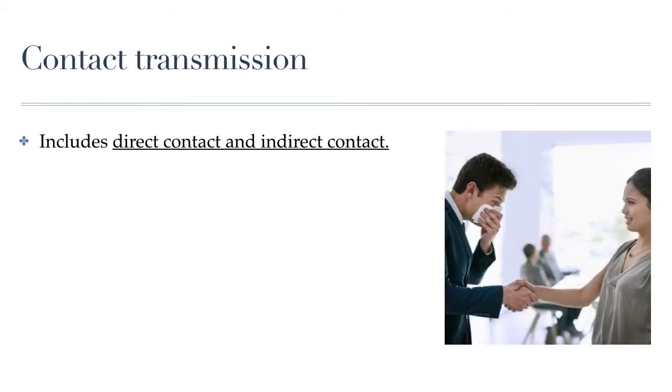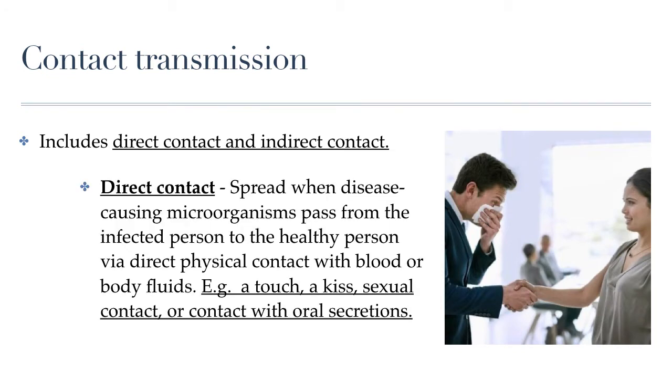The first type of transmission of disease is probably the one that you might think of first when you think about disease transmission, and we call that contact transmission. There are actually two categories of contact transmission: direct contact and indirect contact. During direct contact, like the name implies, disease is spread when there's actual touching between one person and another. Examples of direct contact might be a touch or a kiss. Sexual contact and sexually transmitted diseases would fall under direct contact transmission.